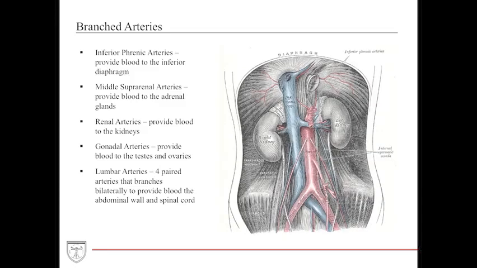So first we're going to discuss the paired arteries. The paired arteries, like you mentioned before, are composed of the inferior phrenic, which provides blood to the inferior diaphragm. The middle suprarenal to the adrenals, the renal arteries to the kidneys, the gonadals all the way descending into the testes and ovaries, because the testes and ovaries actually embryologically originate in the abdominal cavity and descend down. And then finally the lumbar arteries, which provide blood to the anterior abdominal wall and the spinal cord.